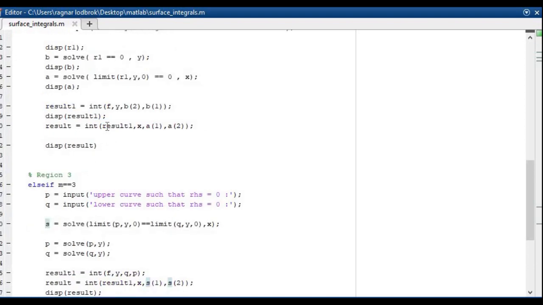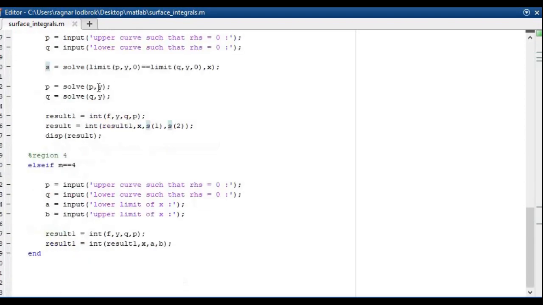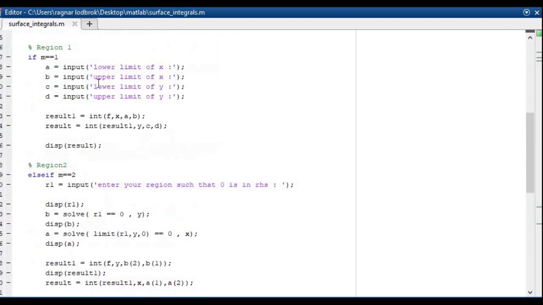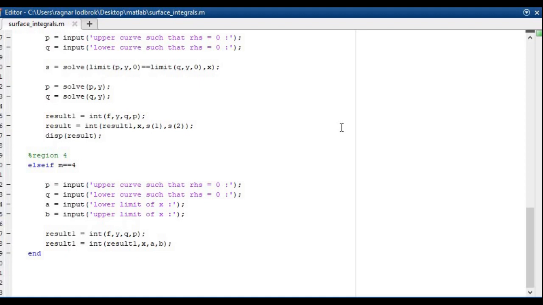All these three regions I have explained in double integration one also. So the fourth region is basically you have upper and lower limits of two curves, but they are not intersecting. Instead they are defined by two given limits of x. So that is also an easy one. You have to just integrate the function with respect to y first and then with respect to x. So that is the code.